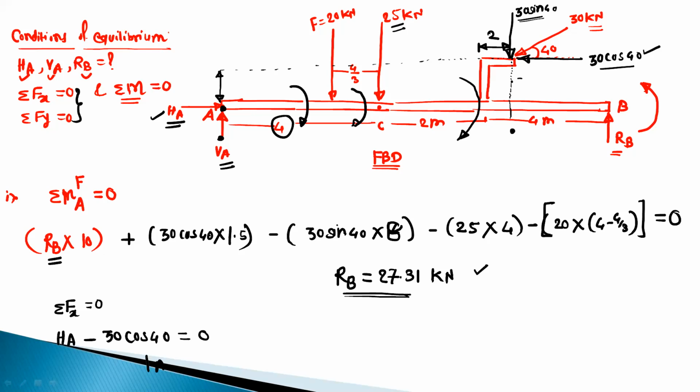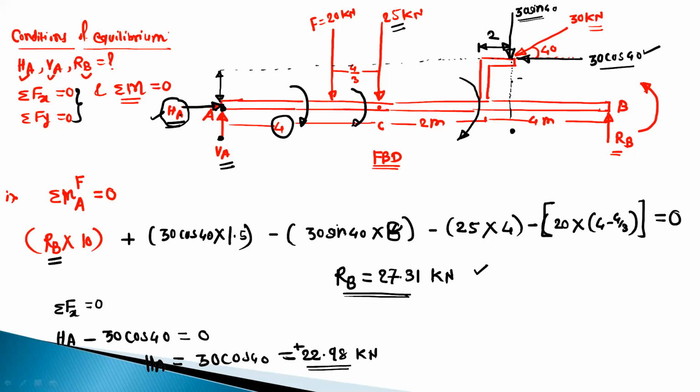So HA reaction is equal to directly 30 cos 40, which is equal to 22.98, and unit is kilonewton. So as we have considered HA reaction to be acting in the positive x direction, and our answer is positive, that means our assumed direction is correct.